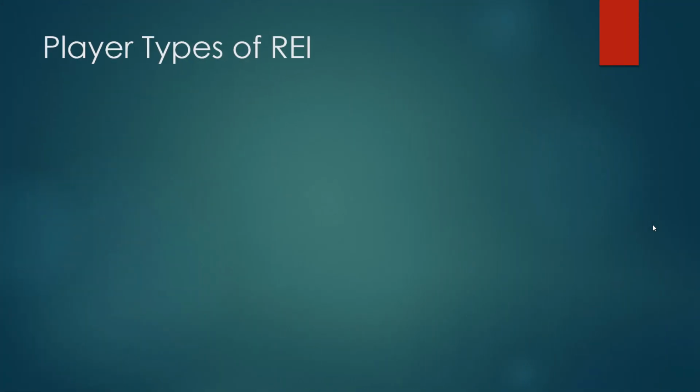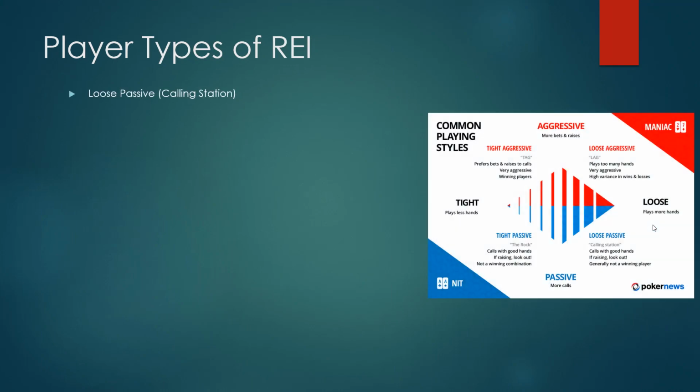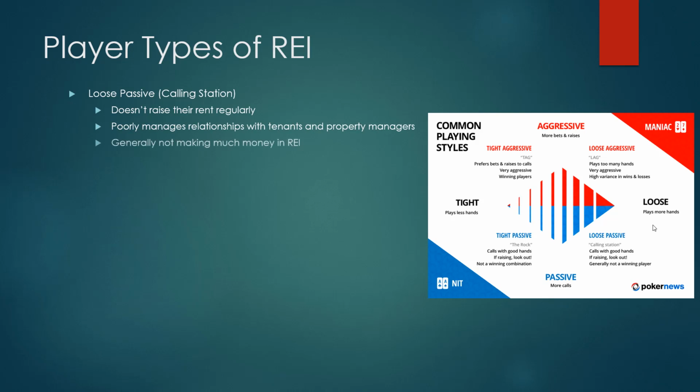So how does this possibly relate, Brian, to actual real estate? That loose passive person that James thinks he is, which he's not, that person just calling with good hands, in real estate probably isn't raising their rent regularly. They think, I've got a good tenant, they're paying rent, I'm scared of them leaving, so I don't raise my rent. They probably aren't managing their relationships properly with their tenants or their property manager, and they're generally not making nearly as much money in real estate investing as they could be. So that's your calling station.